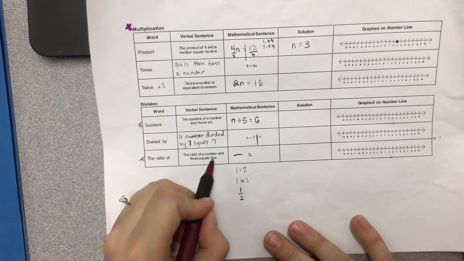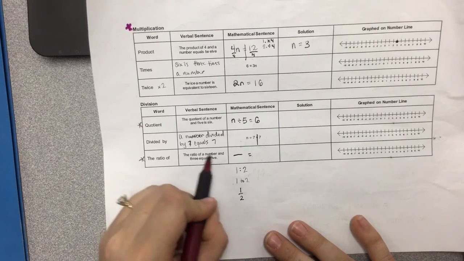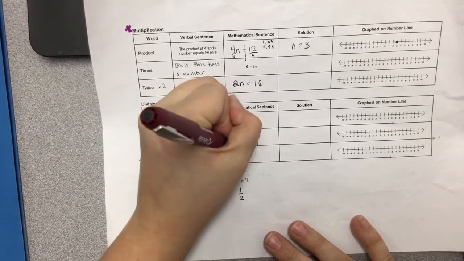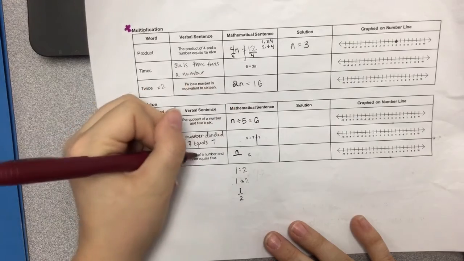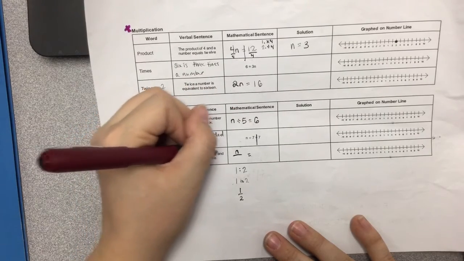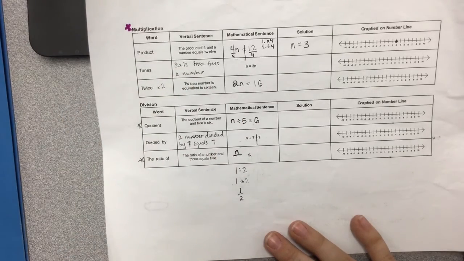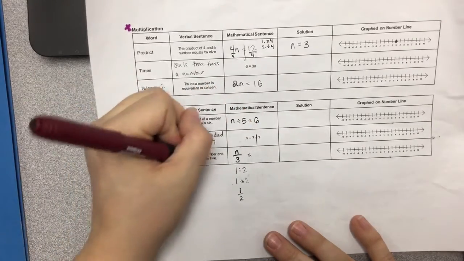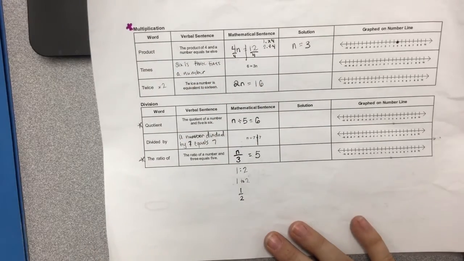The ratio of a number. The number n, whatever it is, our variable is going to go on top because it's mentioned first. So we have n divided by the ratio of a number and 3. Well, if we have our top of the ratio as n, the bottom of our ratio is 3. And that equals 5. So we solve this just like we did every other one.